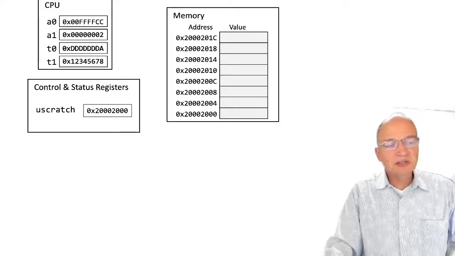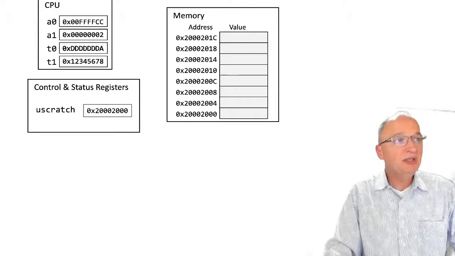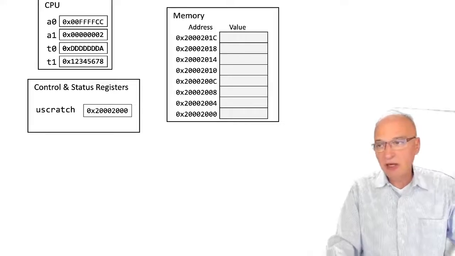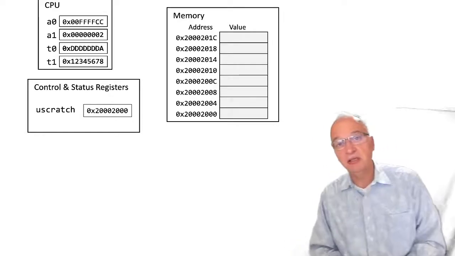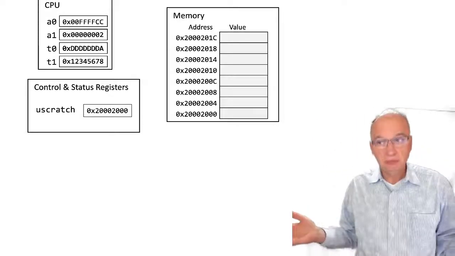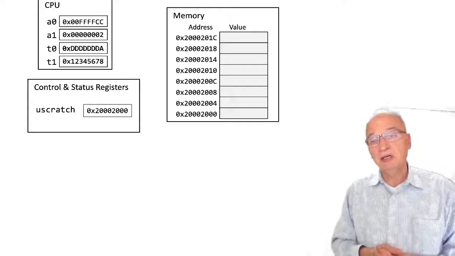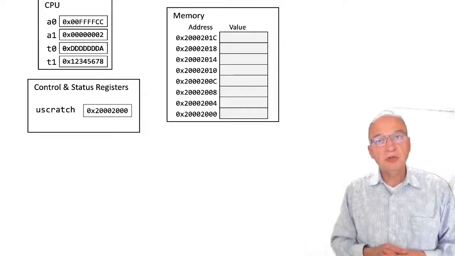We have the control and status registers. The only one that we care about for saving the registers is the U-Scratch register. And then I have the registers in the CPU that I'm going to use in the handler: A0, A1, T0, and T1. I just put some values in there so that we can work with this example. When an exception happens, all the registers of the processor may contain any value. And the rule that you have to follow is that once you finish executing the exception handler, all those values must be the same as they were when the exception occurred.